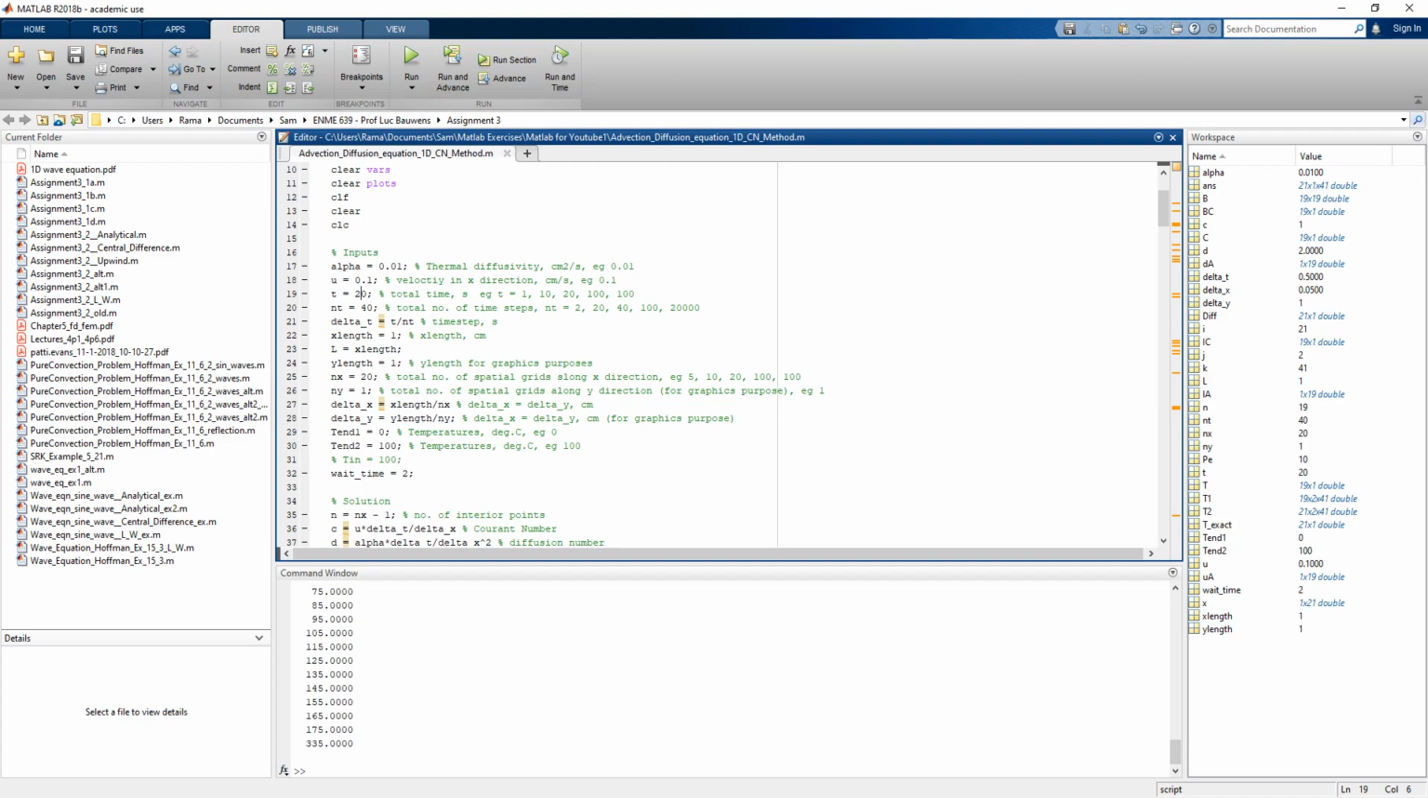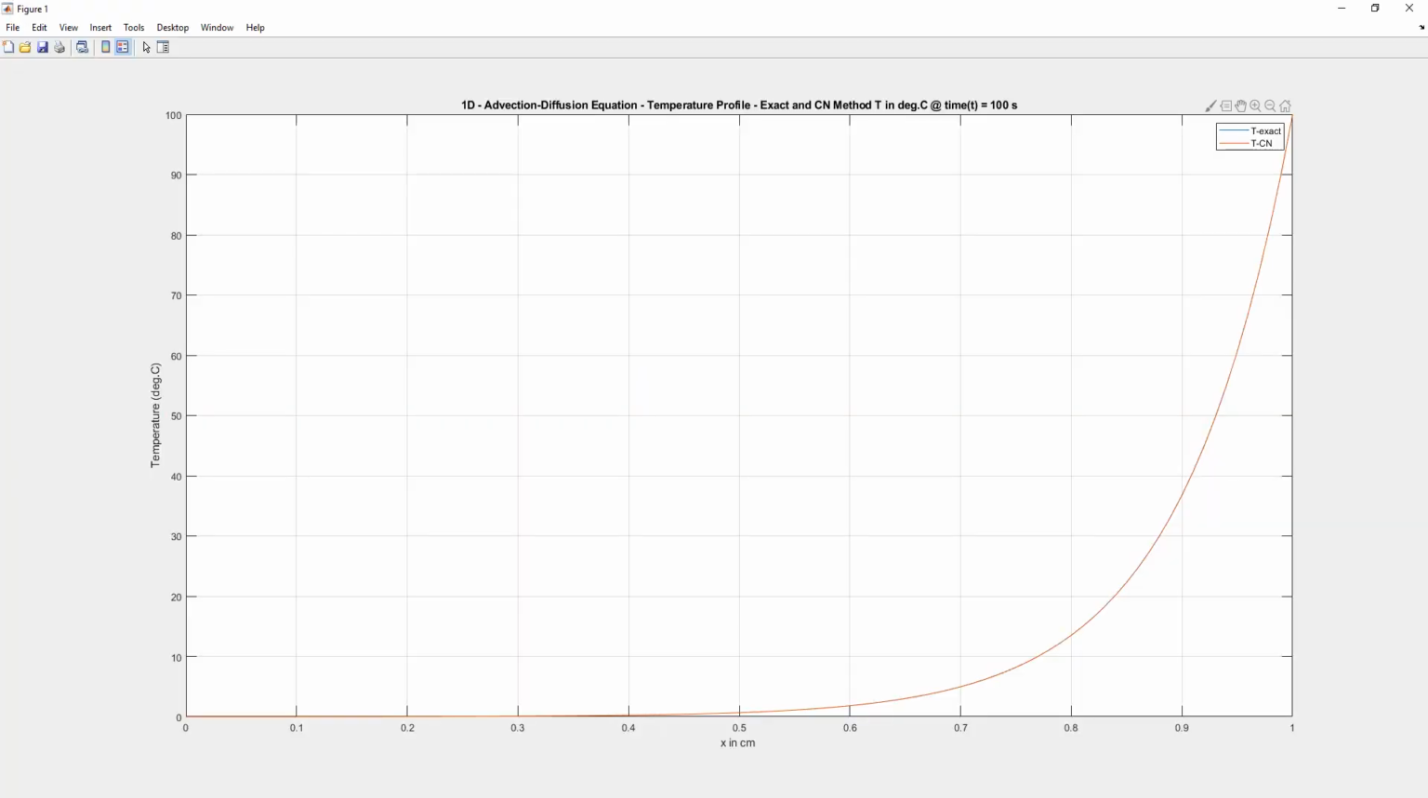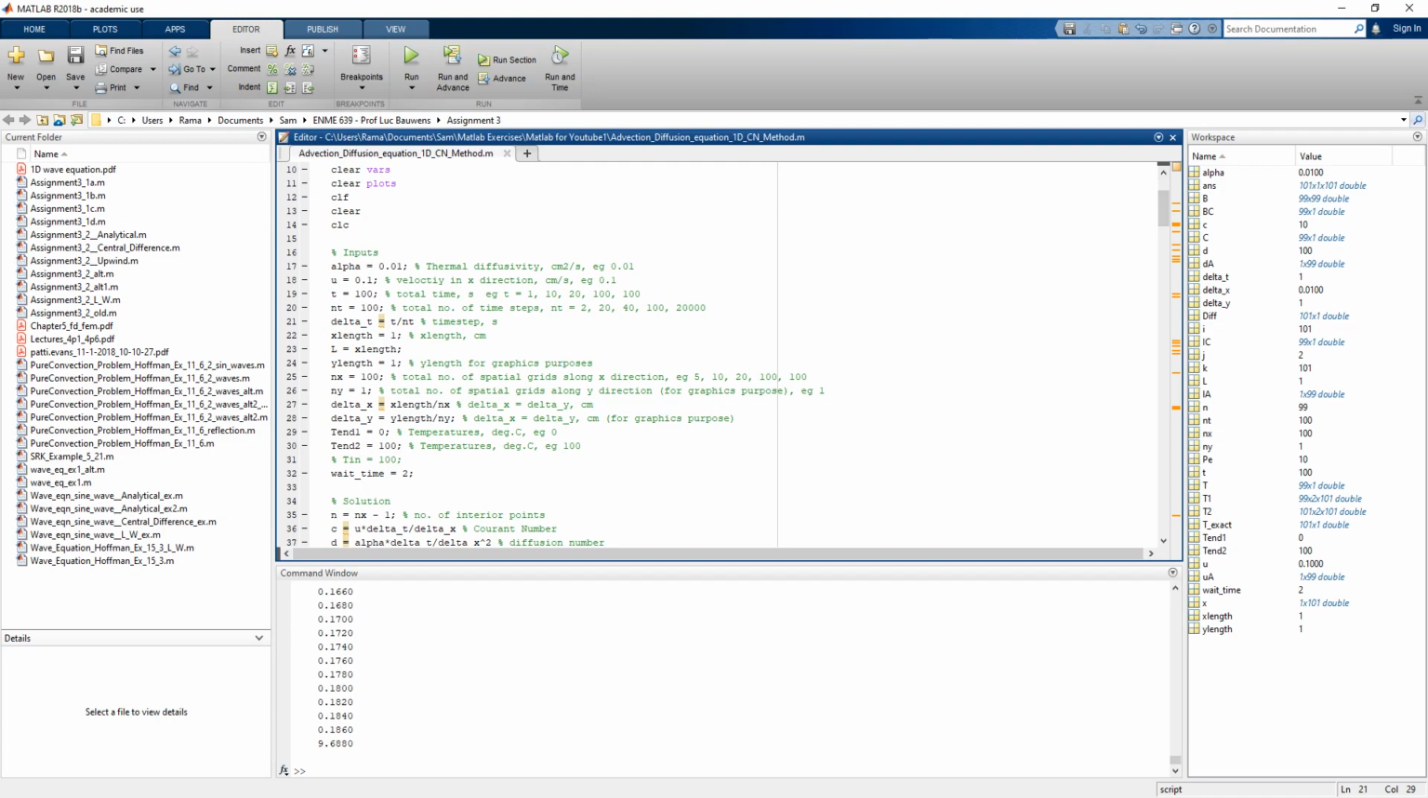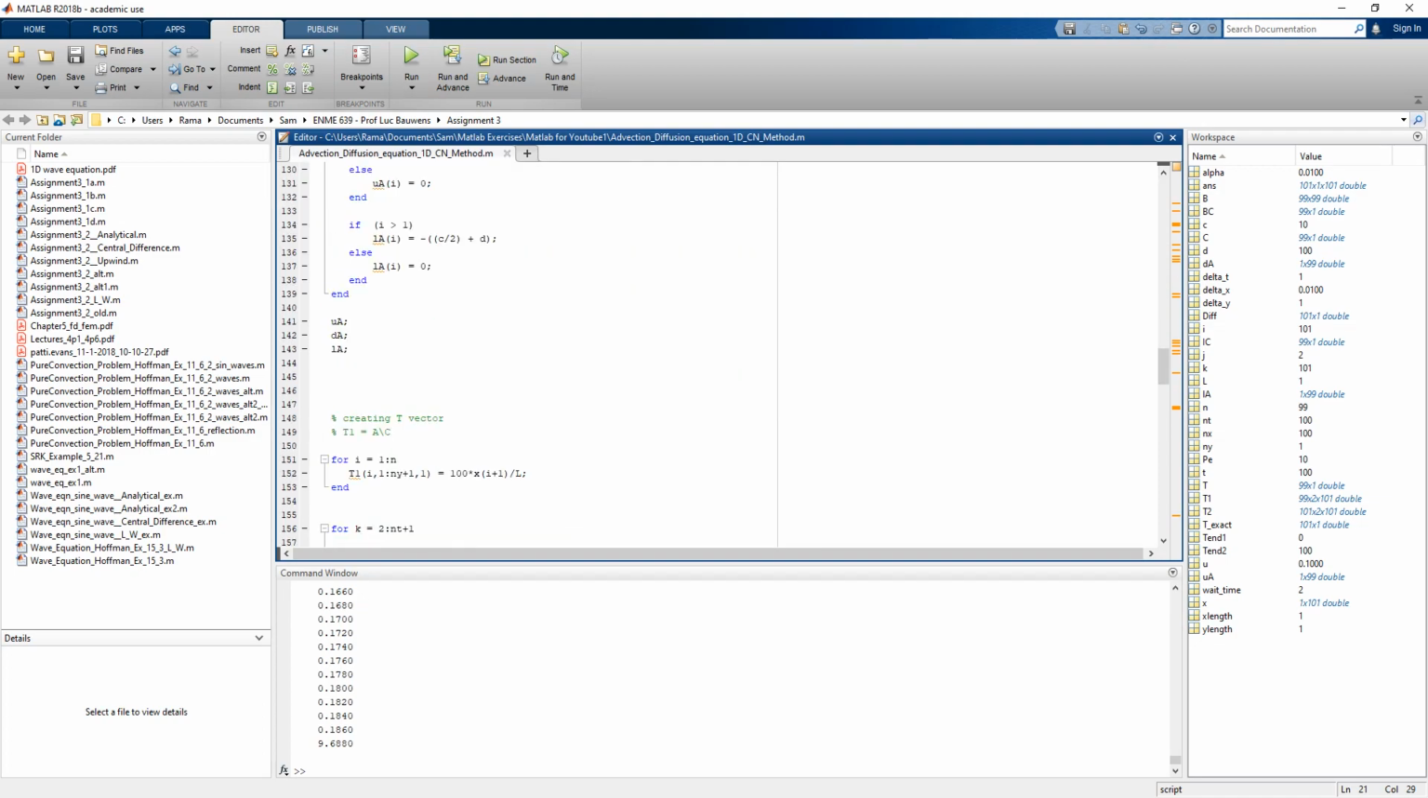grids. So let's make t as 100 and nt as 100 again, and nx as 100, and run this one more time. I think now they are pretty close, the exact solution as well as the solution obtained using the Crank-Nicolson finite difference method. What we do next is we can look at some temperature profile at different times.